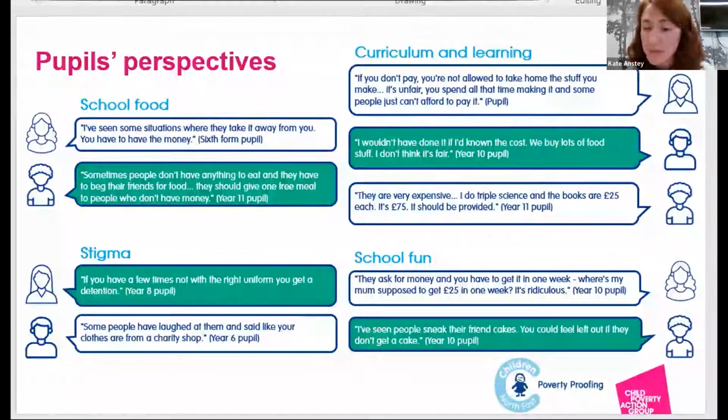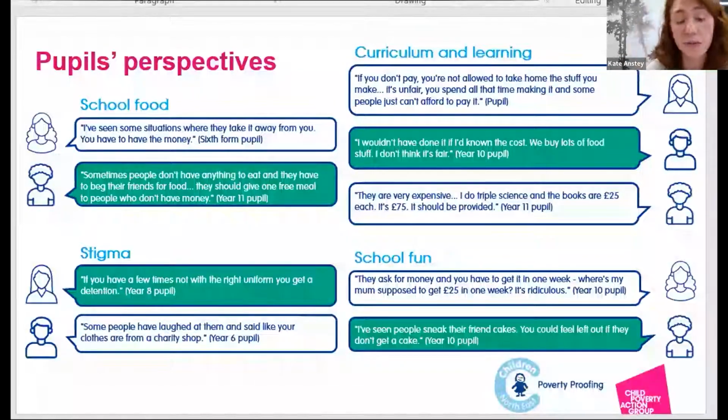Other areas that came up, obviously school fun. I've touched on this idea of those accumulative costs throughout the year. Some of the things that lots of children most look forward to, like dressing up days, celebrations, discos, etc., are a really exciting and important part of the school year. But actually, for those children on a low income, they can be a really stressful time. And it's a time that sometimes shines attention on their lack of income. So if you can't afford to buy a dressing up outfit, or if you can't afford to go to the disco, then other children notice.